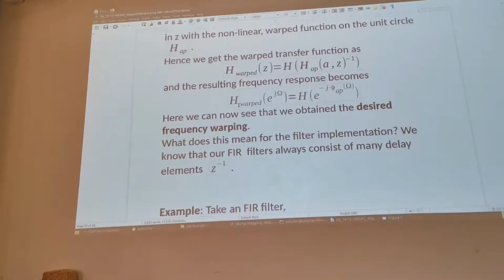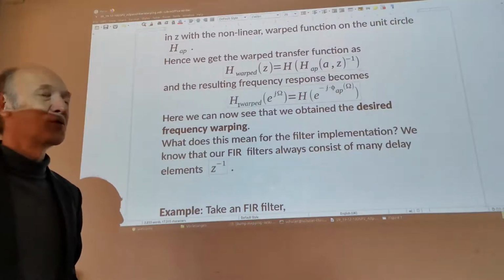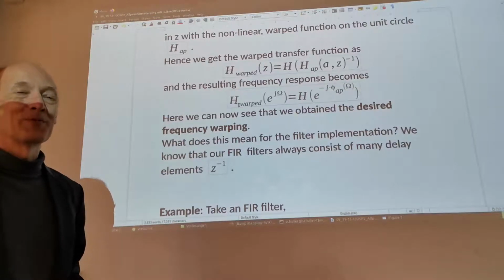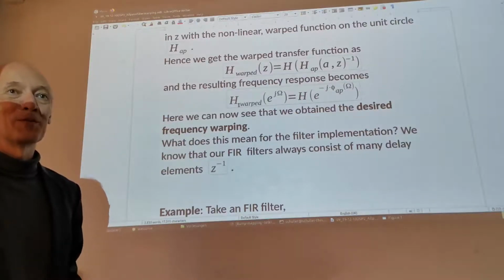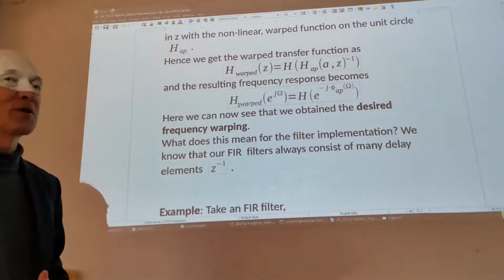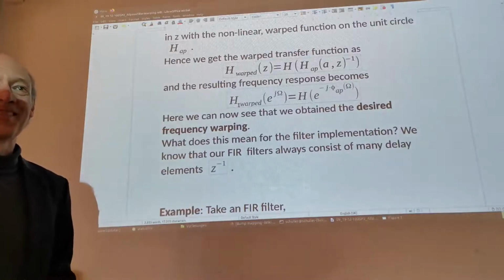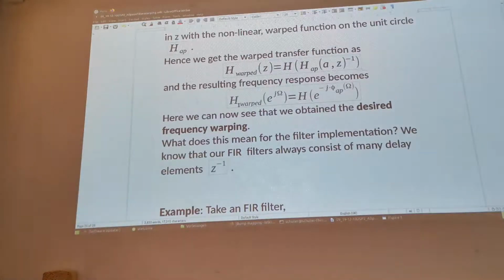Just a small doubt. Frequency warping is not necessarily for low frequencies, right? If instead of a equal to 0.5, we use a equal to minus 0.5. Yeah, then you change the warping function. Then it will warp the higher frequency. Yeah, exactly. So for our Bark scale, we still have to find out the correct a, which comes next.